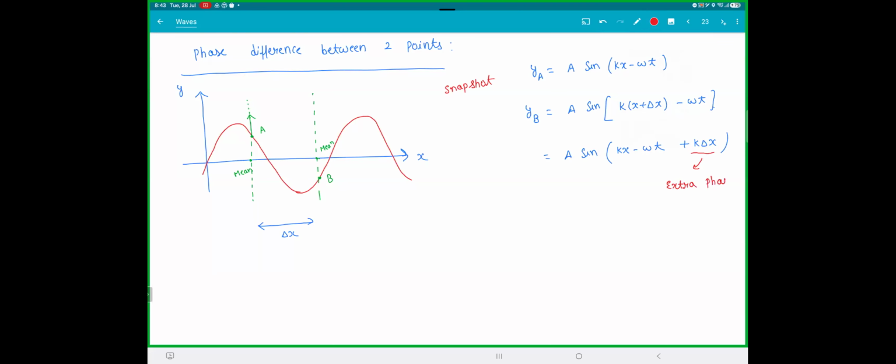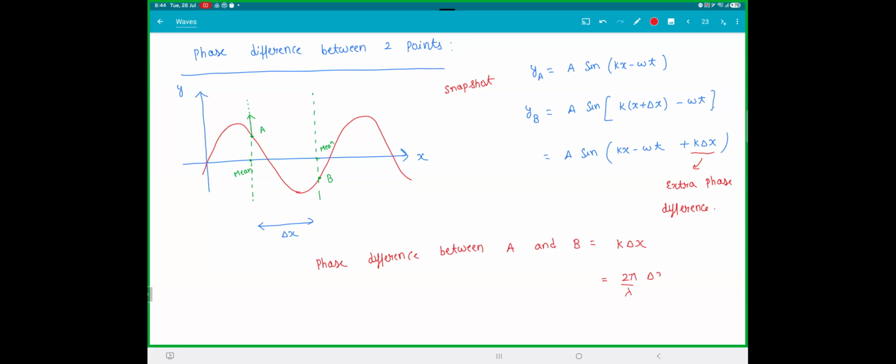So this extra term k delta x is your extra phase difference. Because both the particles are at a different position, they are going out of phase, and that is given by k delta x. So whenever a wave is going and they ask you what is the phase difference between 2 points, I'll give an example with some numbers what it means. So these are two pendulums oscillating in two different SHMs. They are out of phase by k delta x, and k is given as 2 pi by lambda, times delta x.